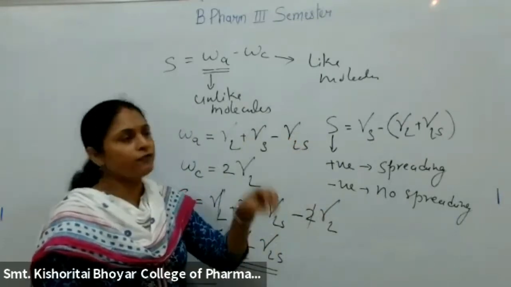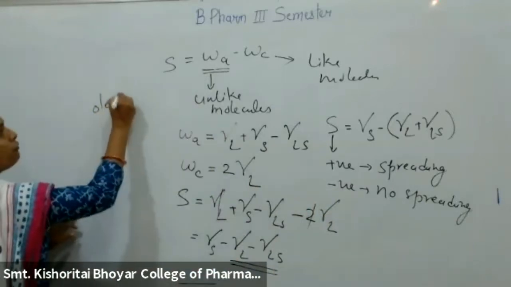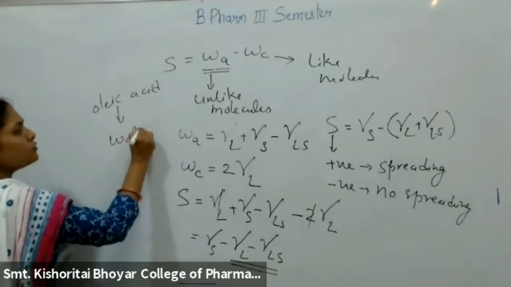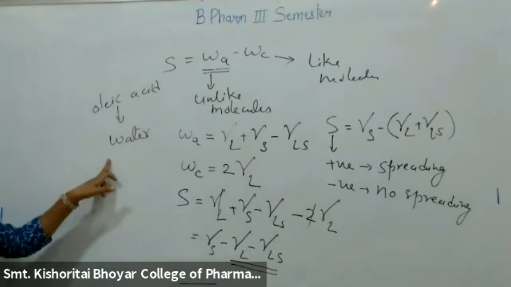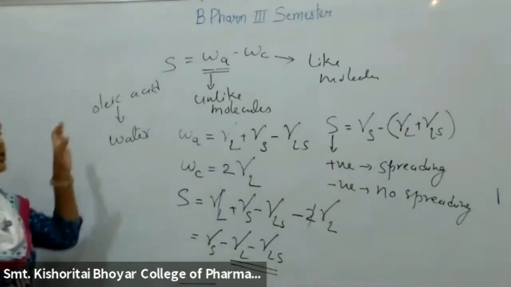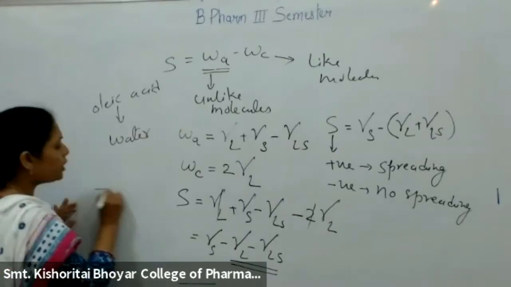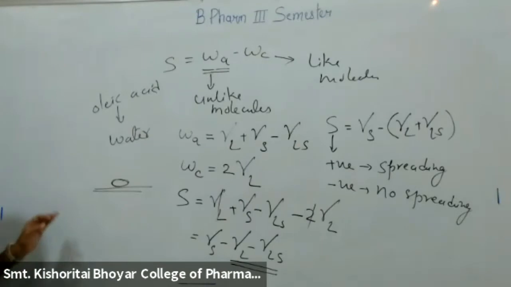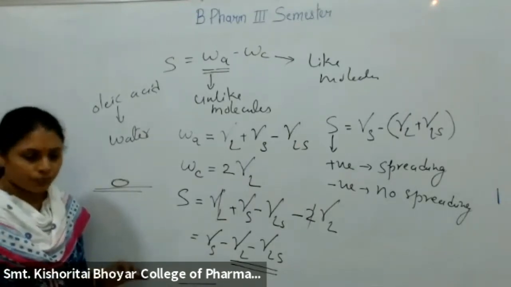which we are putting. If suppose we are putting oleic acid onto water, if we spread oleic acid onto water and the S value is positive, definitely this is going to spread as a film over here. But if the S value is negative, then this will not spread as a film, but it will remain on the surface of water as a globule, in the form of a lens. So this is what we have discussed in the last lecture.